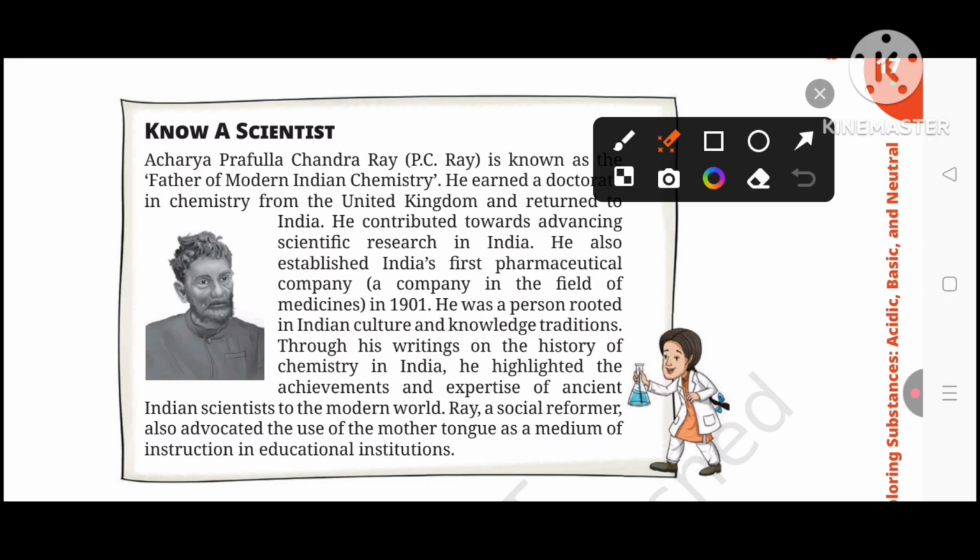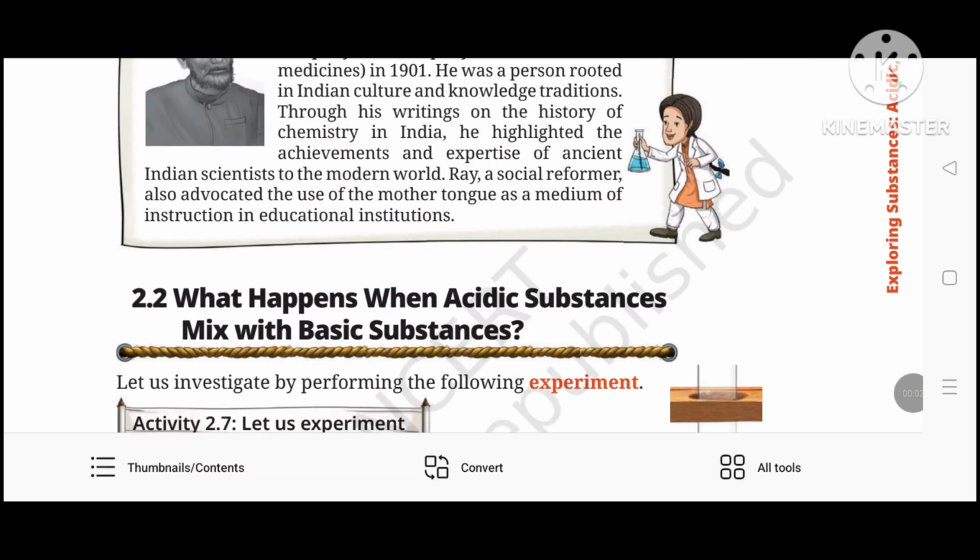He was a person rooted in Indian culture and knowledge traditions. Through his writing on the history of chemistry in India, he highlighted the achievements and expertise of ancient Indian scientists to the modern world. Ray, a social reformer, also advocated the use of the mother tongue as a medium of instruction in educational institutions. What happens when acidic substances mix with basic substances?